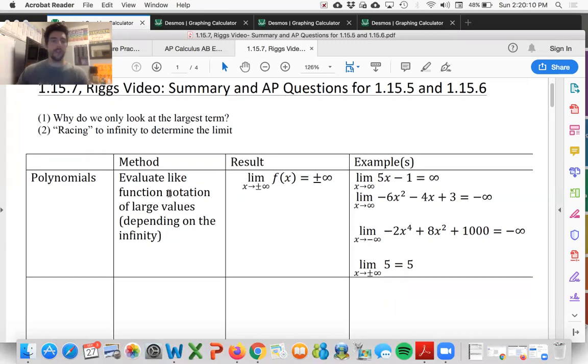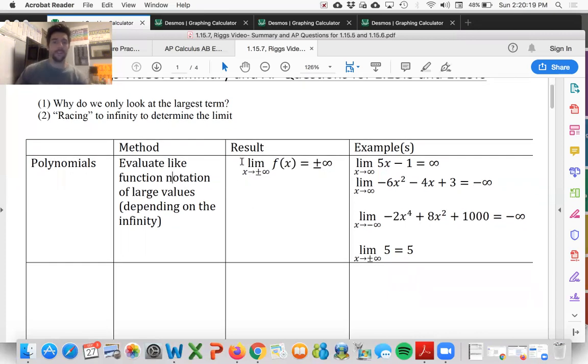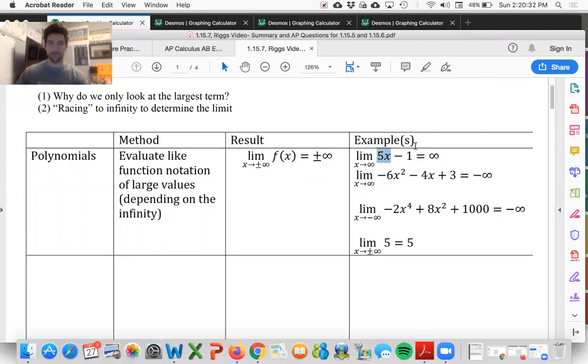But let's start with just basic polynomials. If you have a polynomial, your method to evaluate the limit is just going to be to consider function notation of large values. And so in this case, the limit as x approaches positive or negative infinity is going to be positive or negative infinity. We have these 5 examples. So when I look at these, I know that this function as x approaches a super big number is going to be a super big number, infinity.